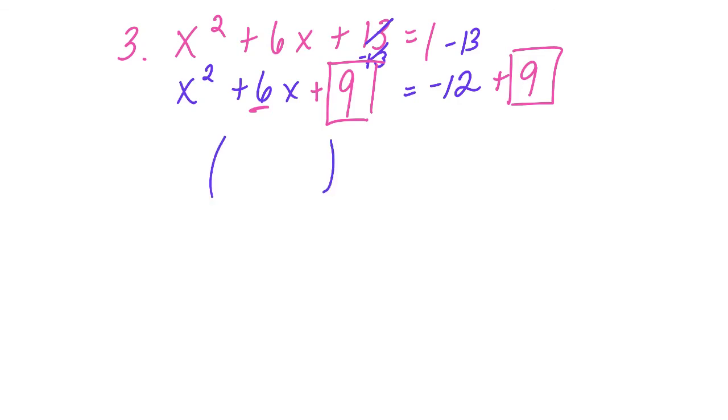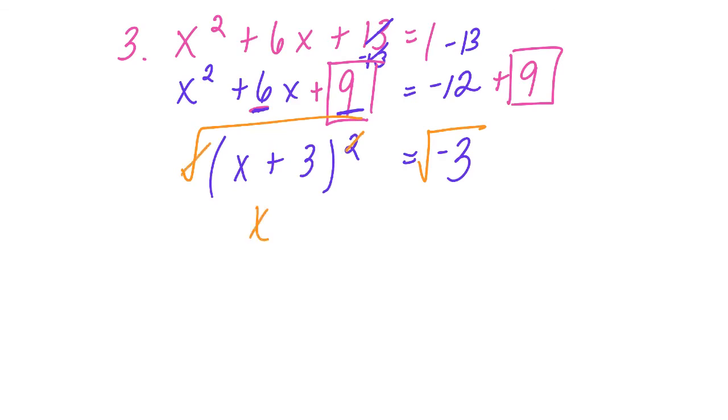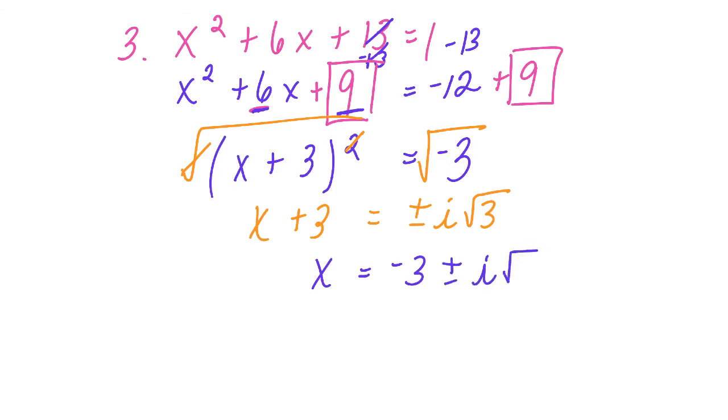From here, I need to make this into a perfect square. I know negative 12 plus 9 is negative 3. I know the factors of 9 that add up to be 6 are 3 and 3. I'm going to square root each side. Anytime I solve for an x squared, I need a plus or minus. And I'm going to take that i out. If you missed my instruction on imaginary numbers, look at chapter 6, section 7. It is there, imaginary numbers, or you could just Google it in my YouTube. And then I'm just going to solve by subtracting that 3 over: negative 3 plus or minus i root 3.